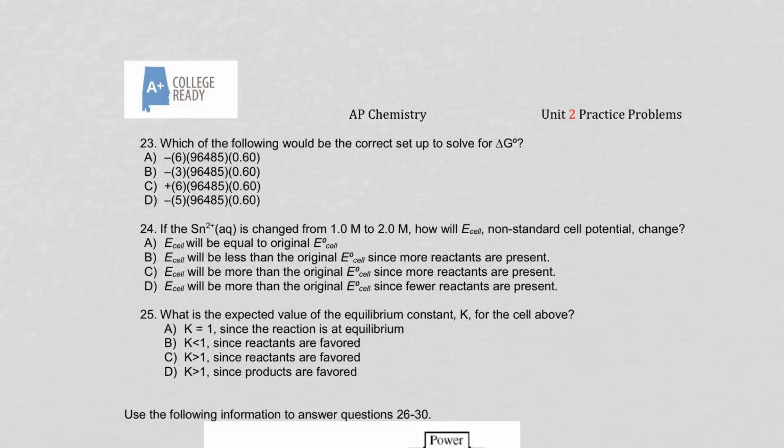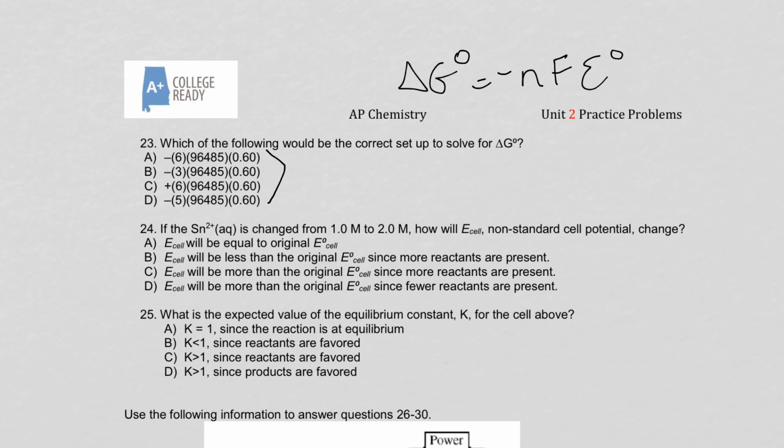Moving on to 23, this still, 23, 24, and 25 still go along with that galvanic cell diagram that was given on the previous page. This question, which of the following would be the correct setup to solve for delta G naught? Again, from our formula sheet, we have our formula. As we can see in the answer choices, all choices involve 0.60 volts, which was the given cell potential.